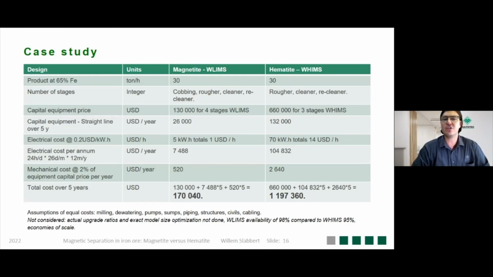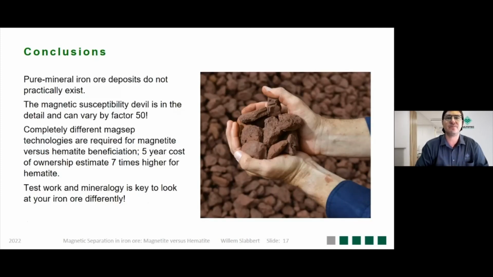The mechanical costs of operation, so mechanical maintenance, is estimated at 2% of the capital equipment price per year. If we then take the total cost of ownership over 5 years, it is the cost of the capital equipment plus the operational costs, electrical and mechanical, and we can see that magnetite beneficiation with wet LIMS is around $170,000 over 5 years, but that WIMS beneficiation is close to $1.2 million over 5 years.